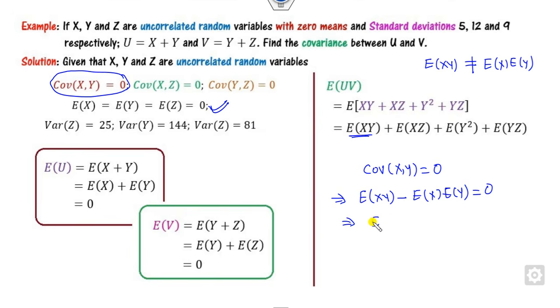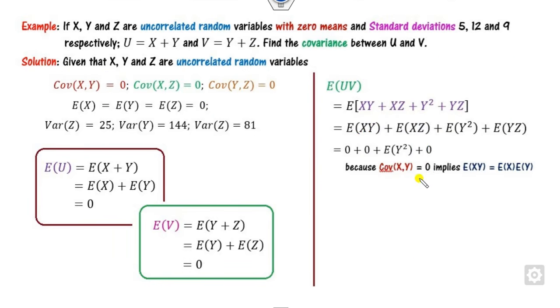If you substitute here, what is that? This is nothing but 0 multiplied by 0, which is 0. So therefore E of XY is 0. So this part is 0. Similarly, this value is also 0. This value is also 0, because covariance is 0, so it implies this value is 0 multiplied by 0.